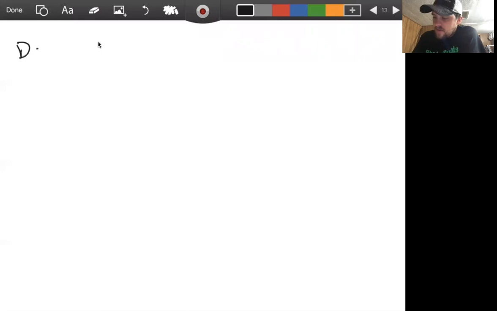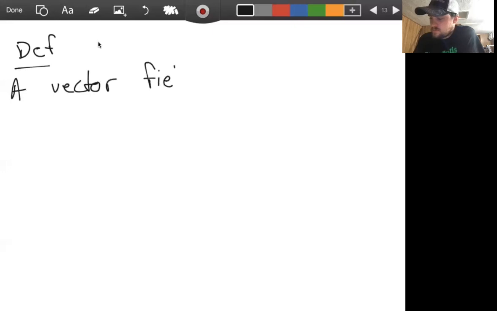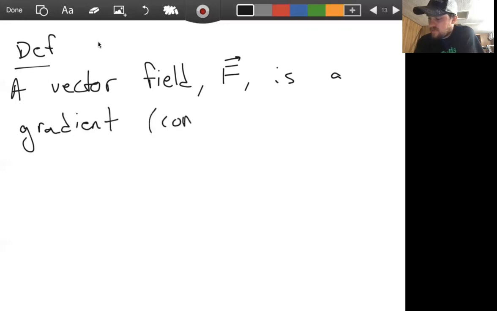So I'd like to give a definition. A vector field, say F, is a gradient, more commonly called a conservative vector field.